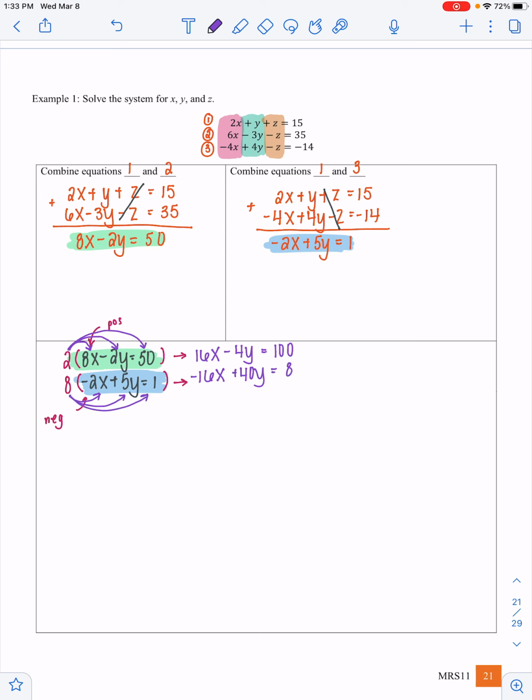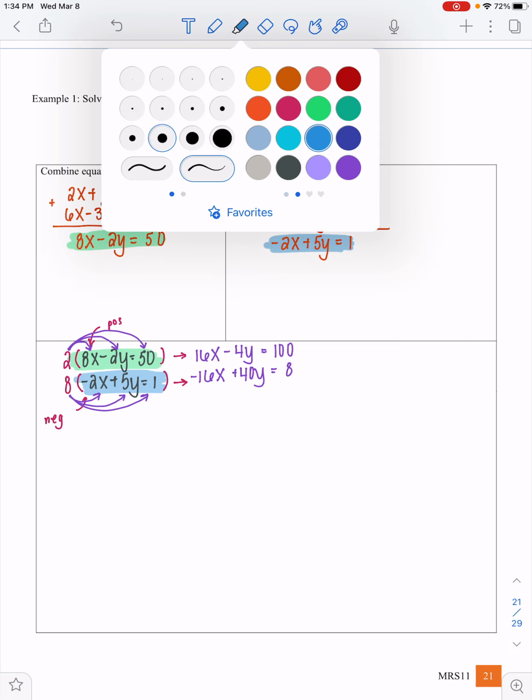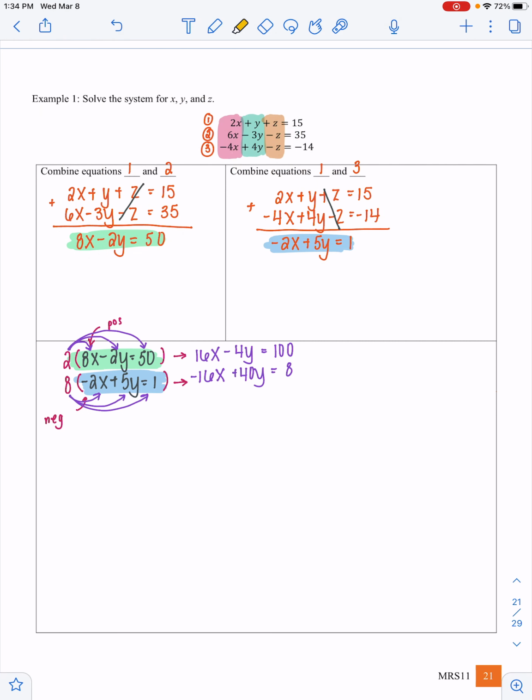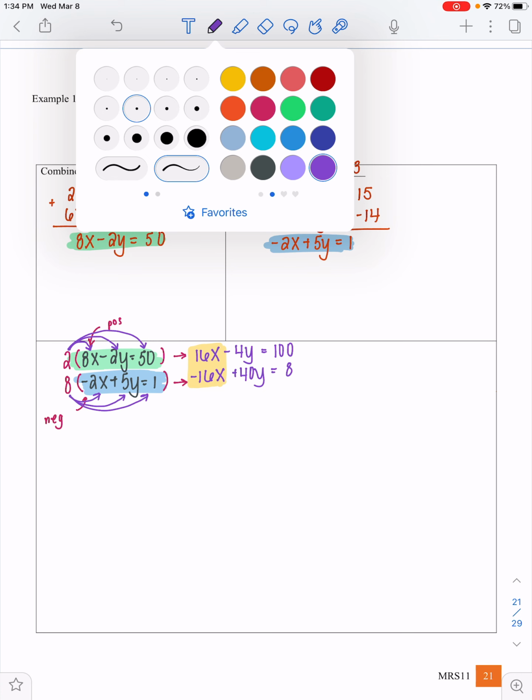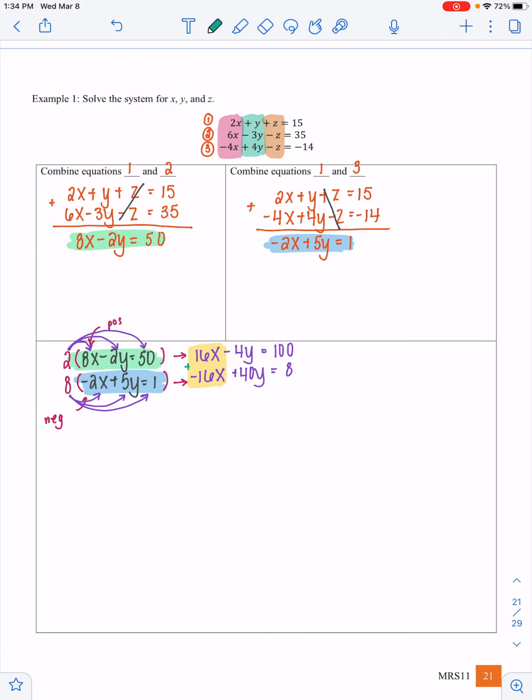You guys know that I always like to give myself checkpoints, and here's a checkpoint for me right now. Do we have opposite coefficients? If you do not have opposite coefficients, you've messed up somewhere, okay? So over here, I see I have opposite coefficients. That's my checkpoint. That means I can go ahead and add my 2 equations together. And that should cancel out my x's. Now let's add these. -4y plus 40y is going to give us 36y. And then 100 plus 8 gives us 108.